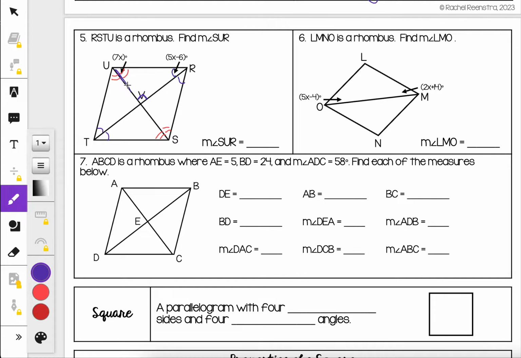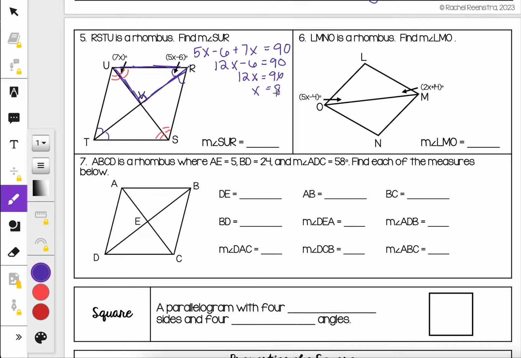So looking at this triangle here, if I have a right triangle, I know that the other two angles in my right triangle have to add up to 90 degrees. So I can set 5x minus 6 plus 7x equal to 90 degrees. So I have 12x minus 6 equals 90. And I'm going to get x to equal 8.